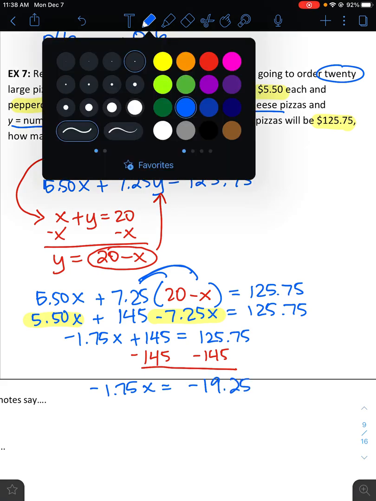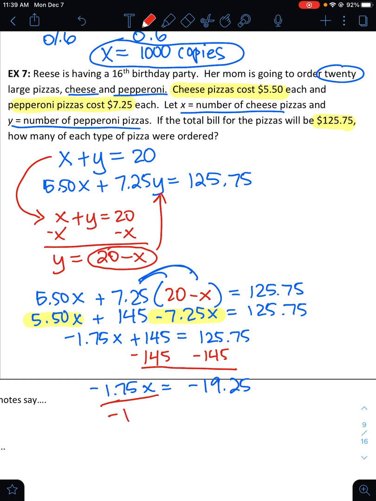And then one more step here. Let's divide off negative 1.75. And let's see what we get for X. So negative 19.25 divided by negative 1.75 is 11. Okay, so let's figure out what we just calculated. X was the number of cheese pizzas. So I'm going to just stay right here and write 11 cheese pizzas.